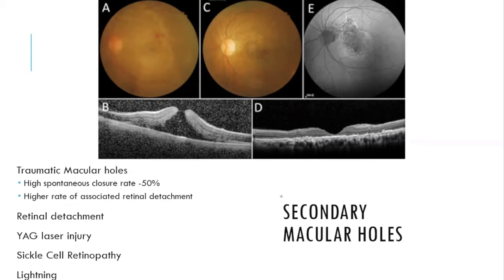Macular holes can occur along with retinal detachment. I see that very, very rarely. The prognosis tends to be quite poor. It's very difficult to fix a macular hole on top of a detached retina. Often more than one surgery is needed for that. There are case reports of causing a macular hole with a YAG laser, so malfocused YAG laser capsulotomy can cause a macular hole as well through direct injury to the retina. They're rarely also described in sickle cell and in injuries with lightning, among other things.